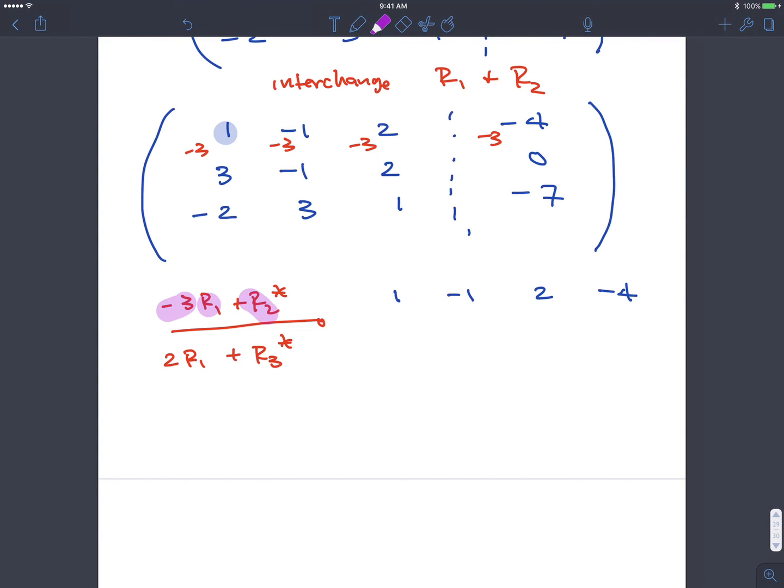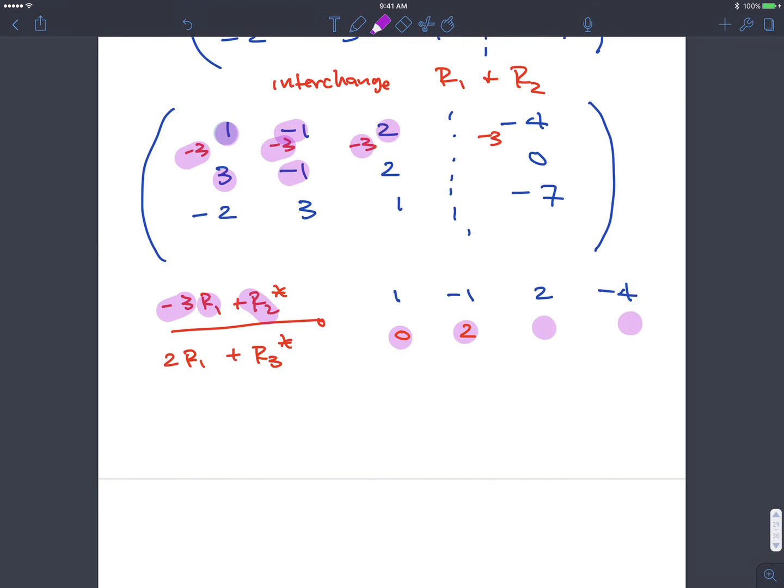Let's go through the process. Now we're going to get a new row 2. So negative 3 times 1 is negative 3. Plus 3, we get the 0. Negative 3 times negative 1 is positive 3. Plus the negative 1 is 2.